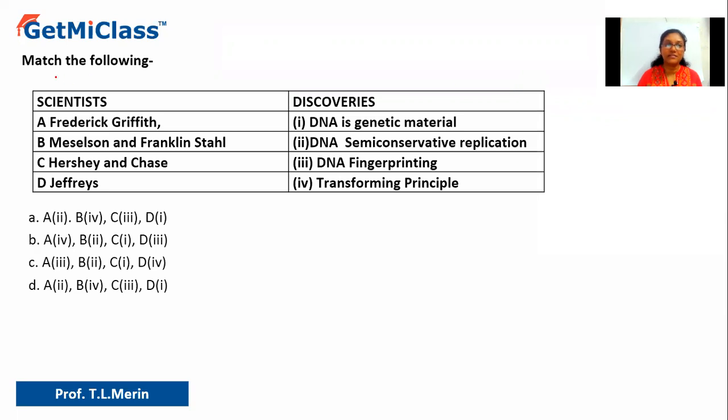Let's solve this question here. It says match the following, and they've given the tabular column. On the left-hand side they have given scientists and on the right-hand side they have mentioned the discoveries. A says Frederick Griffith, B says Meselson and Franklin Stahl, C says Hershey and Chase, D says Jeffreys. And under discoveries they have mentioned DNA is the genetic material, DNA semi-conservative replication, DNA fingerprinting, transforming principle.